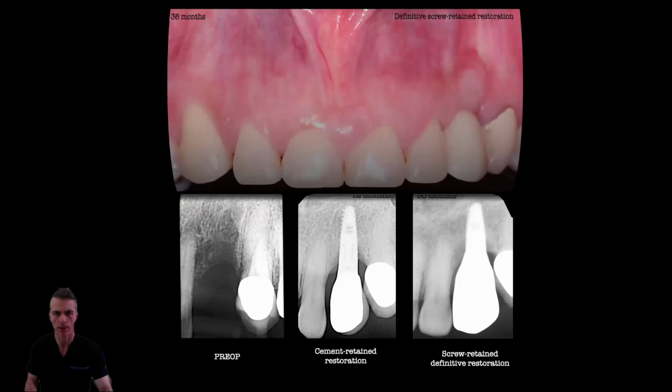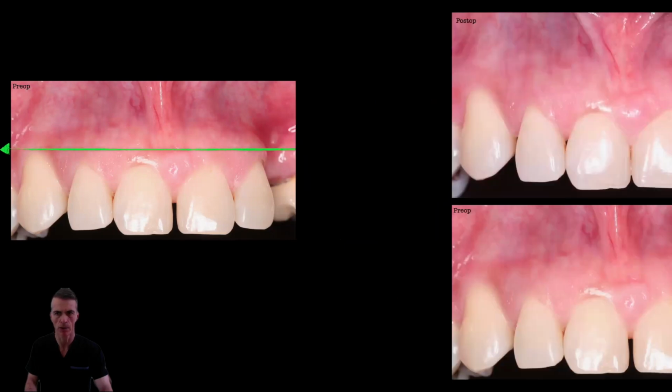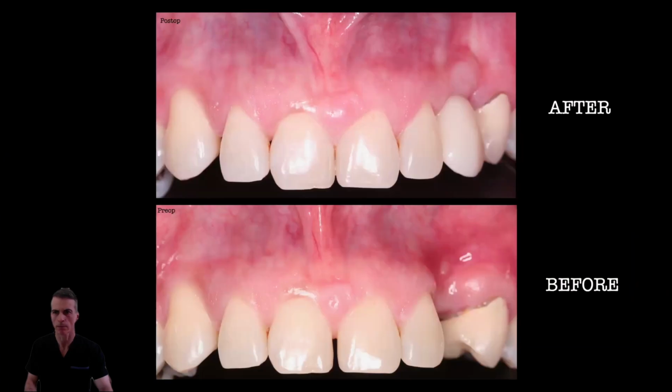That is definitely the key aspect. So this is the before and the after. You see that now the canines are well aligned. They have good pink aesthetics as well. Again, took us a while to get from point A to point B, but finally we got the desired result.